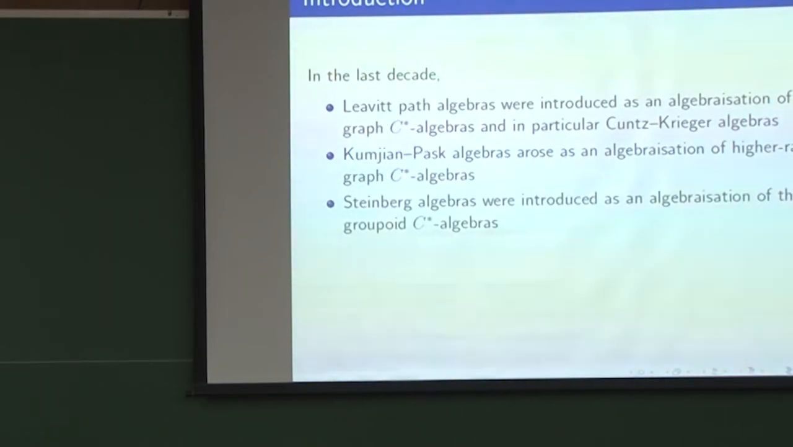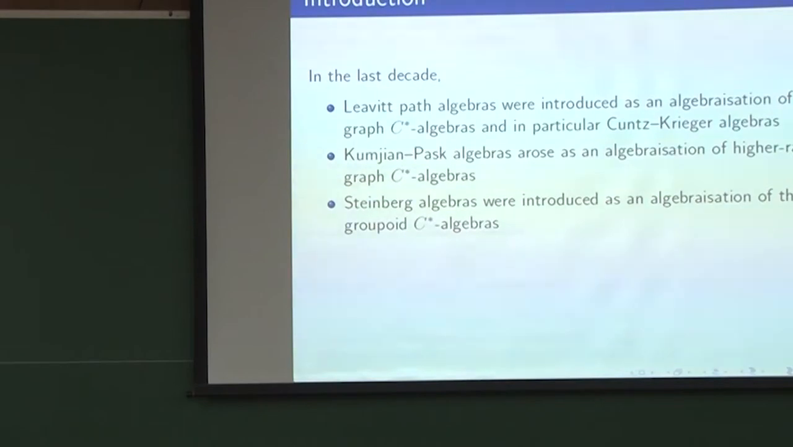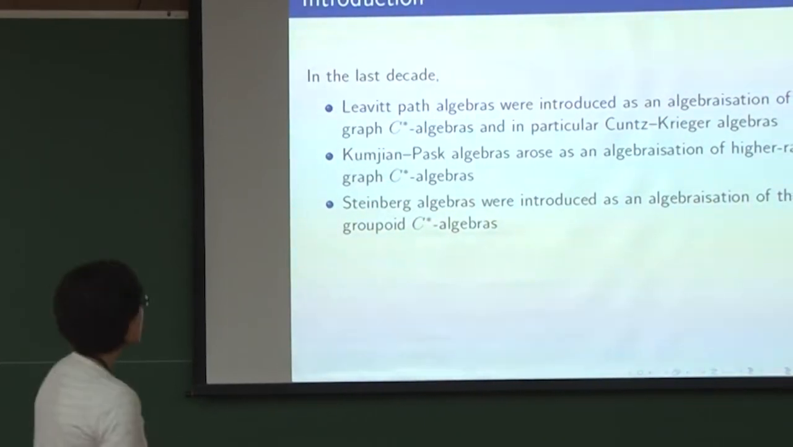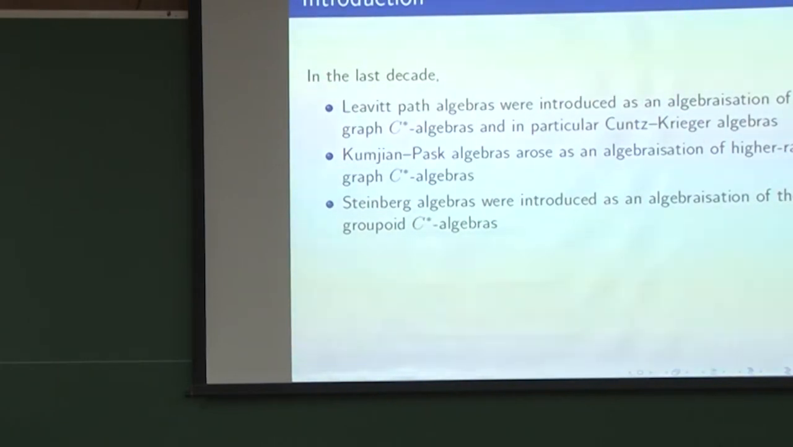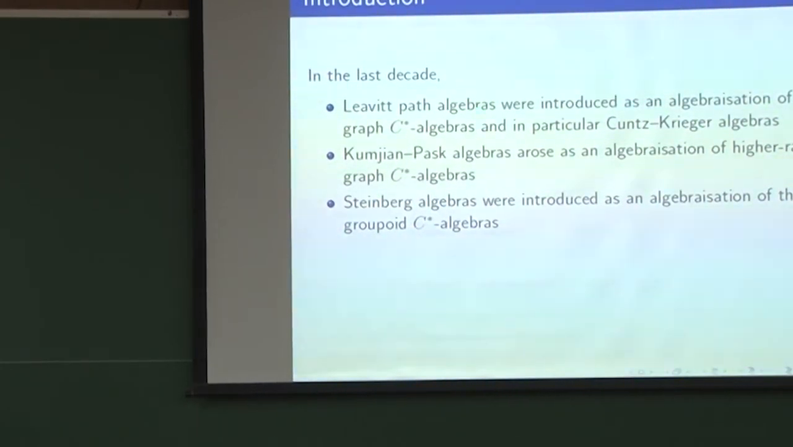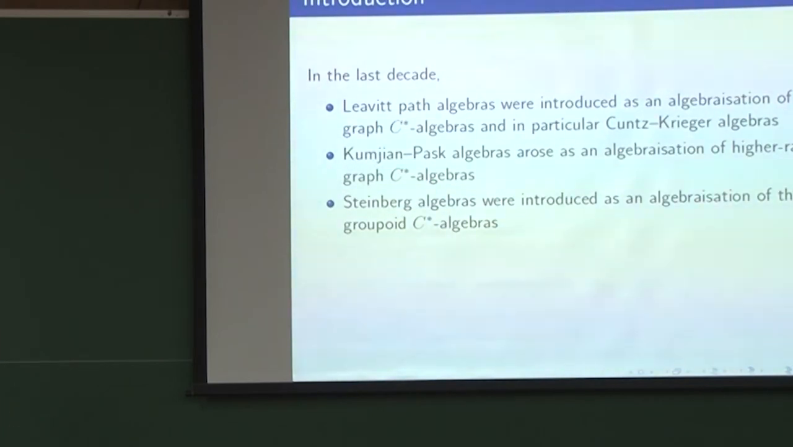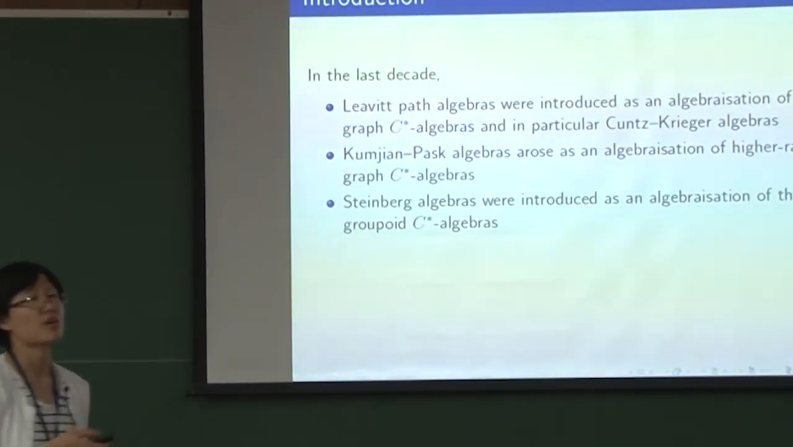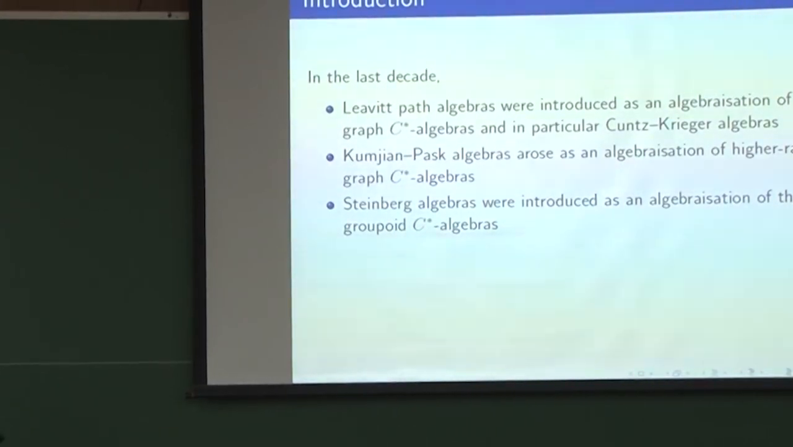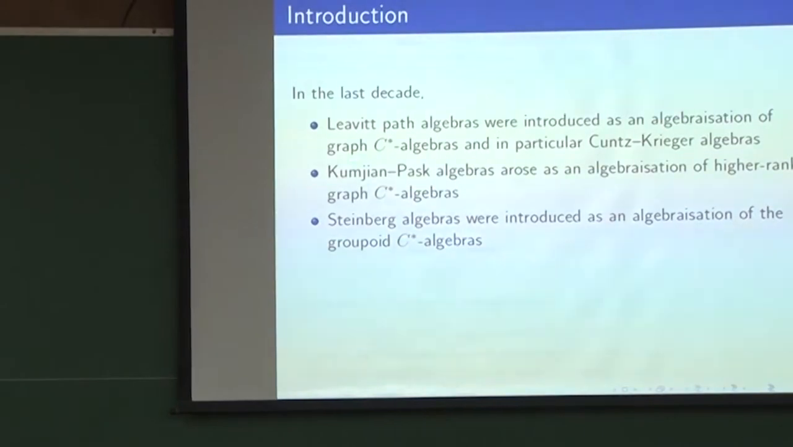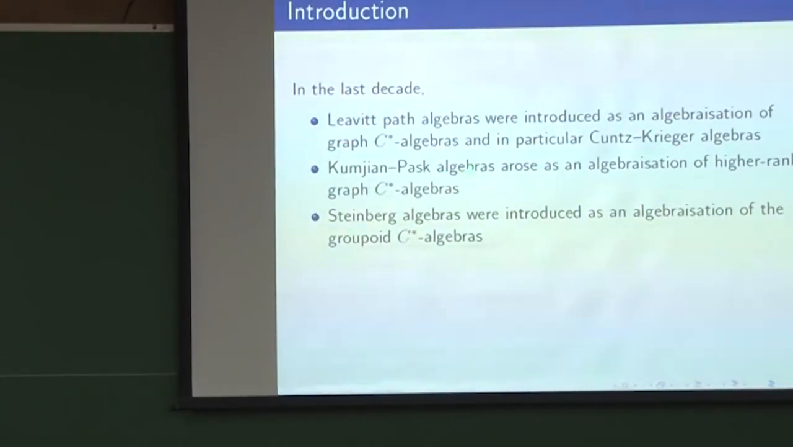Around 2010, Steinberg algebras were introduced as the algebra version of groupoid C*-algebras. And yesterday, Professor Clark showed that Leavitt path algebras can be realized as Steinberg algebras. Also, Professor Clark and her students realized Kumjian-Pask algebras of k-graphs as Steinberg algebras. So we know that Steinberg algebras include these Kumjian-Pask algebras, certain algebras, and Leavitt path algebras.